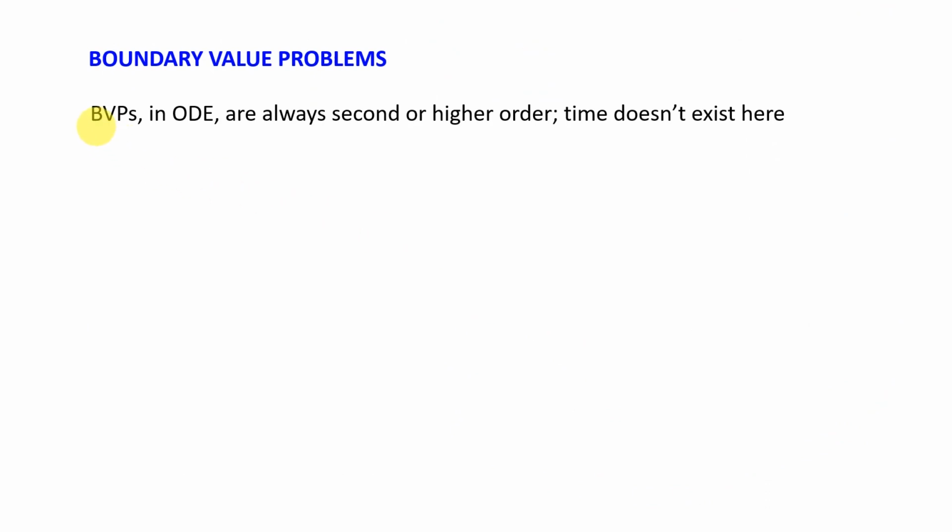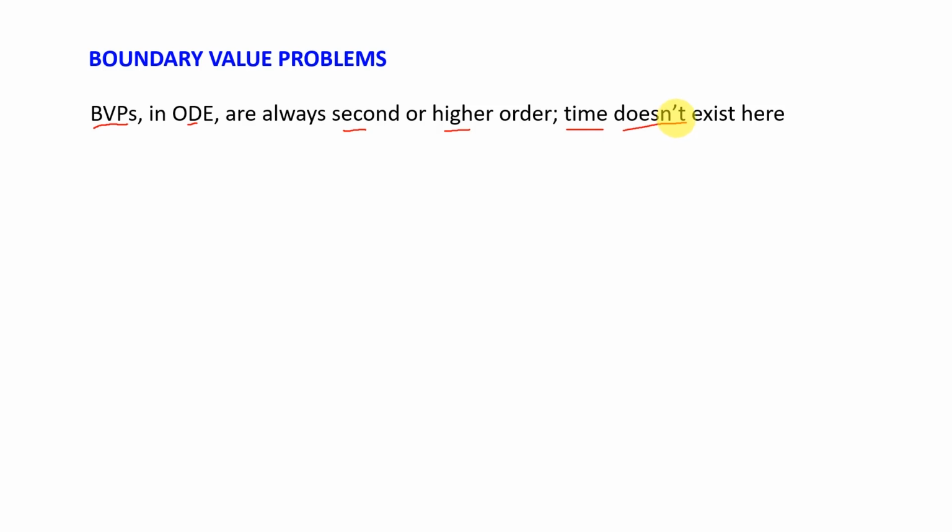First of all, when we are talking about boundary value problems in ODE, they are always second or higher order problems. A first order problem in ODE is always an initial value problem. A second order problem may be initial value or boundary value. To be boundary value, it must be second or higher order, then only we will have boundaries. And in such a boundary value problem, time does not exist. So there is no time or time-like variable here, which means that the solution has reached in some sense a steady state or equilibrium state.